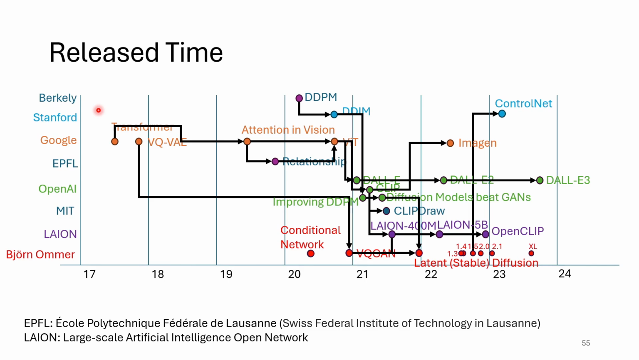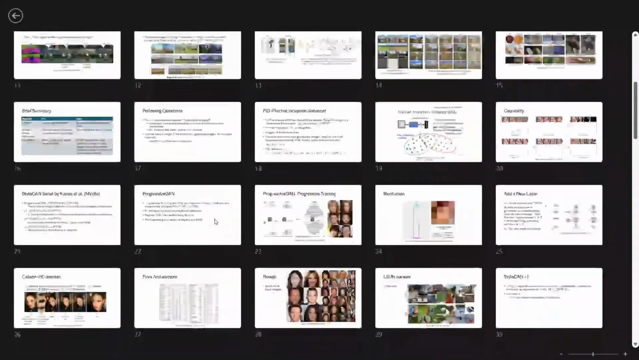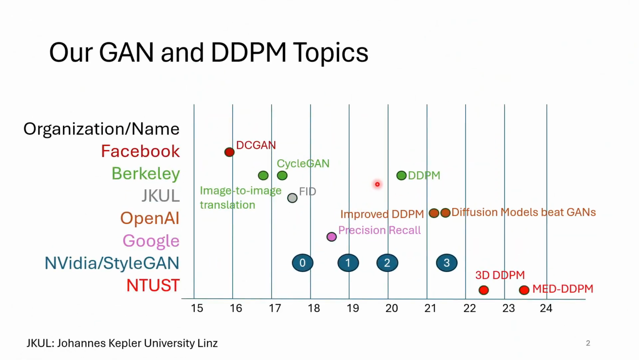And now we are talking about the diffusion model. Okay, that's the point I want to show. But the development of the diffusion model is somehow very, I should say, complicated. So we will just talk about DDPM, the improved DDPM, the 3D DDPM and the Matte DDPM.